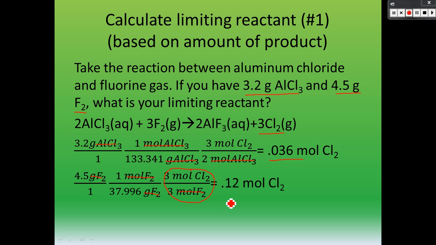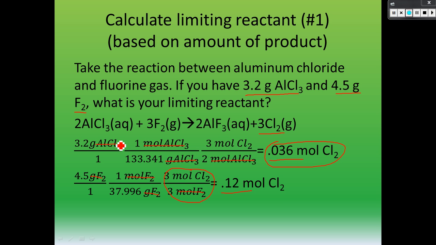At any rate, that then gives you 0.12 moles of chlorine gas. So looking at these two answers, which one would be your limiting reactant? Pause the video, make a decision. It would be your chlorine gas, right? I'm sorry, it wouldn't be your chlorine gas. It would be your aluminum chloride that is your limiting reactant. You can form less chlorine gas from this much aluminum chloride than you could from this much fluorine gas.